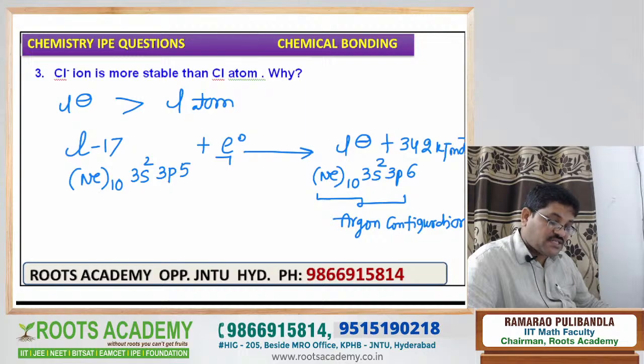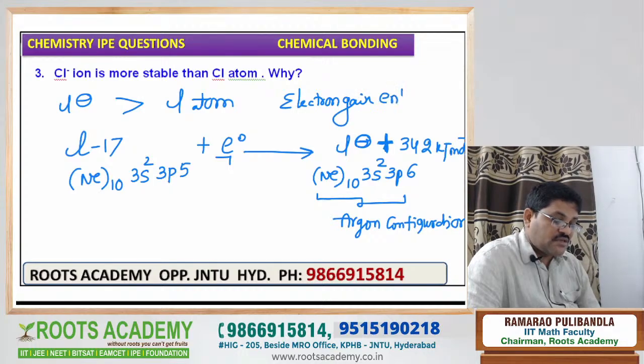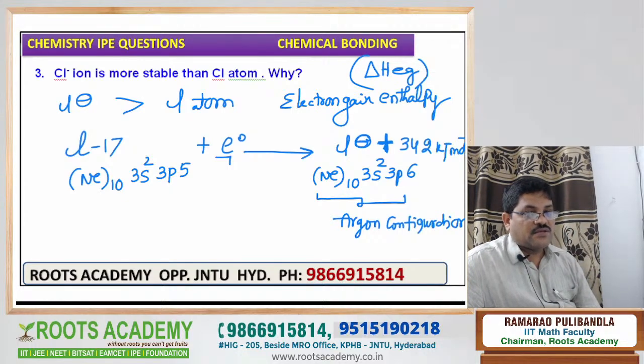Any species stabilized by the configuration, that is of an exothermic nature. Exothermic nature means what? Amount of energy liberated. This statement is called electron gain enthalpy. The statement is called what, students? This is also called electron gain enthalpy. What is the symbol of electron gain enthalpy? Delta Hg. So this is the equation I am writing.